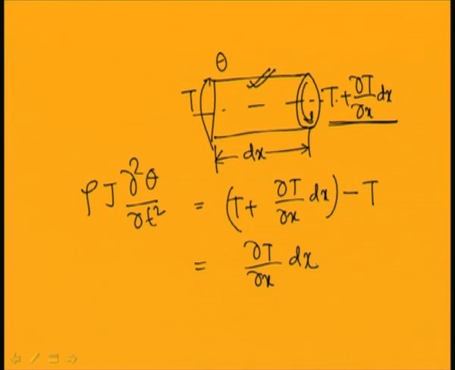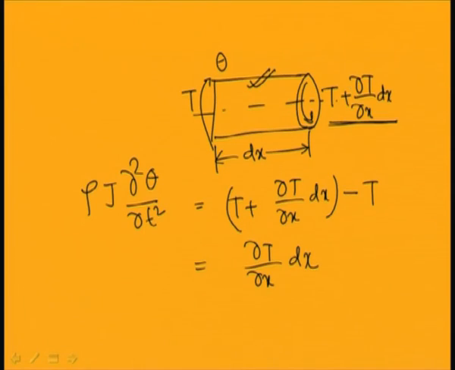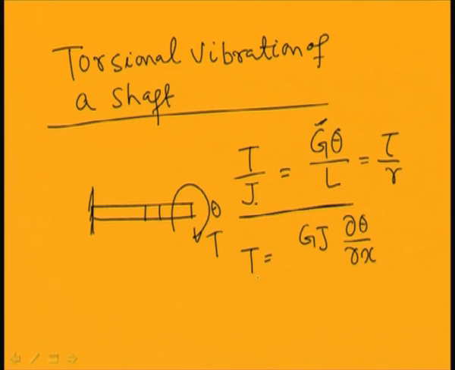But we already know, from the previous relation, that for an elemental length dx this T can be written as G J del theta by del x, where del theta is the deformation or change in theta. So, T will be equal to G J del theta by del x.